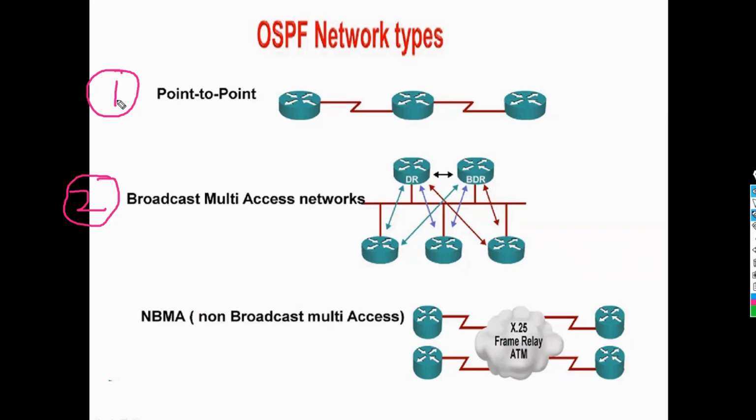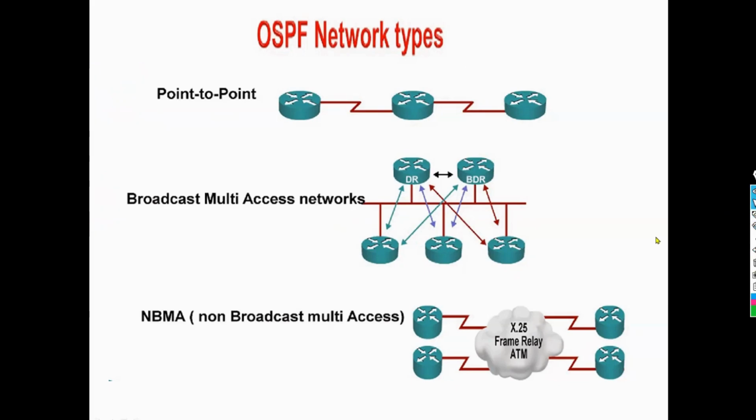This is called point-to-point. It means you are connecting your devices with a serial link. But nowadays, we are using Ethernet technology to connect the LAN portion and the WAN portion. Ethernet is a popular option. So whenever you are connecting your devices with Ethernet technology, this is called a BMA network, broadcast multi-access network.